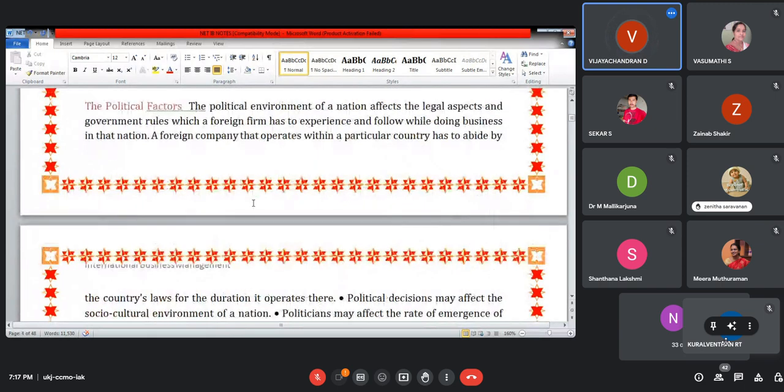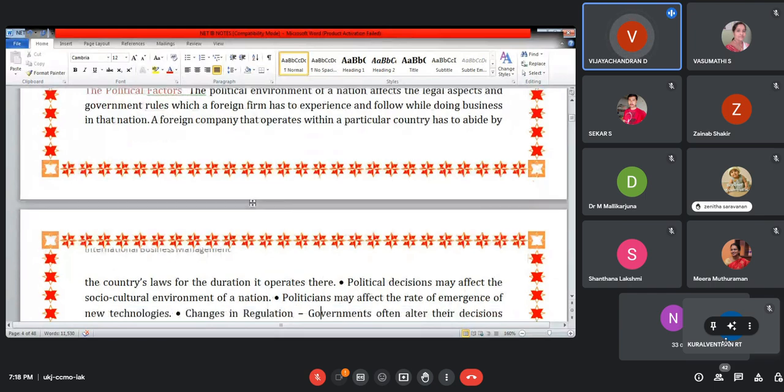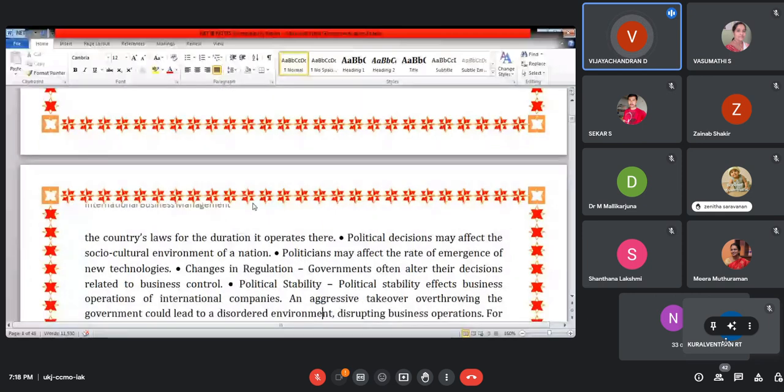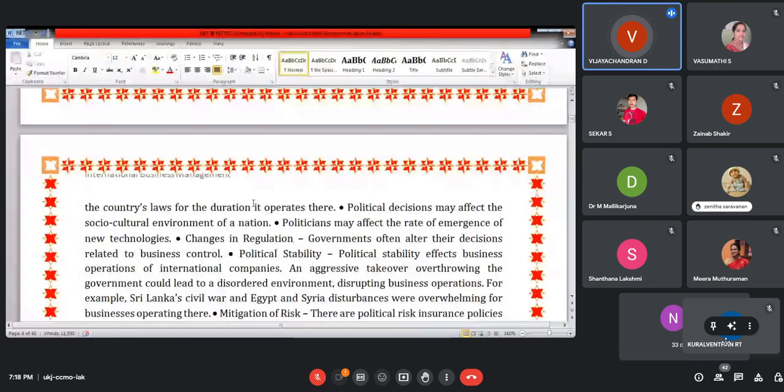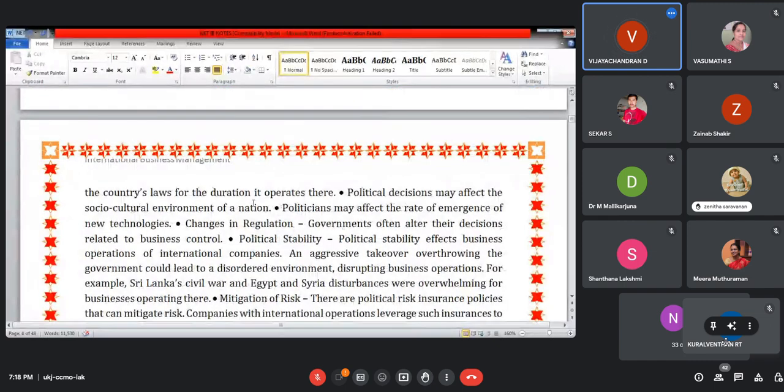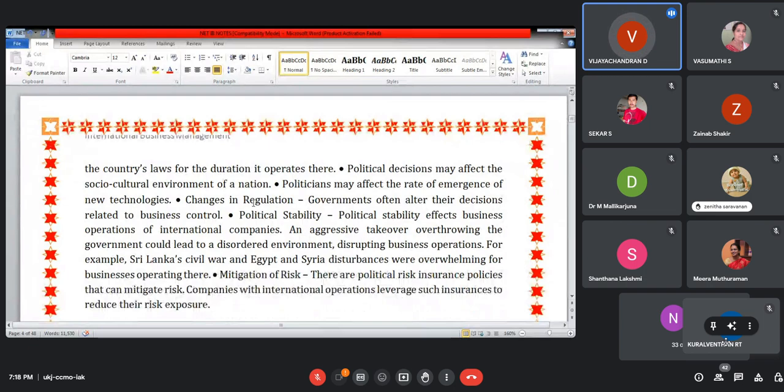What are the political factors in international trade? There will be some restrictions in the form of legal policies, the law of the nation, the government rules. Those acts and laws must be obeyed by foreign companies. So there will be some political barrier or political instability. If there is any political instability, what happens? It will affect the growth of the company, like the Sri Lanka civil war and some disturbance. That will affect the business.